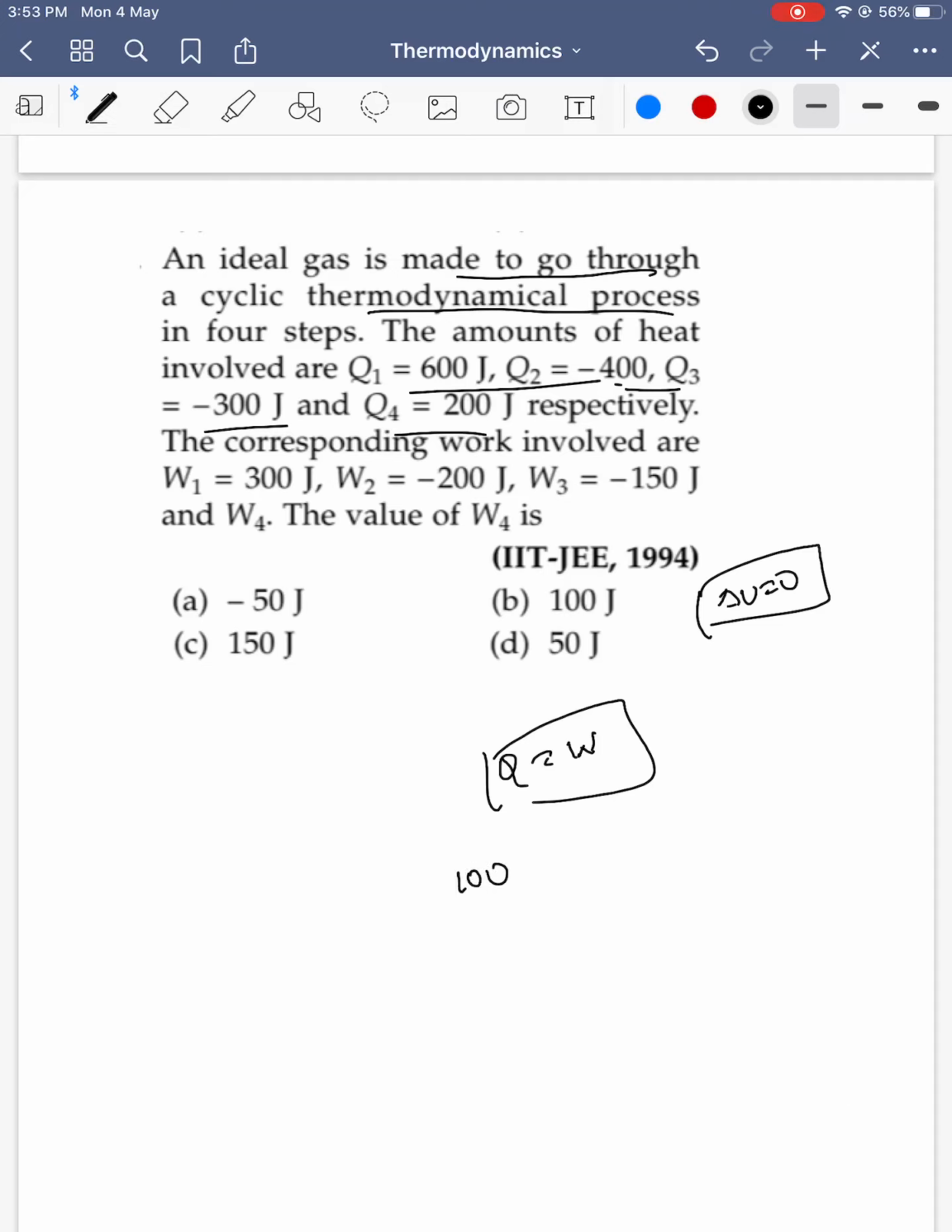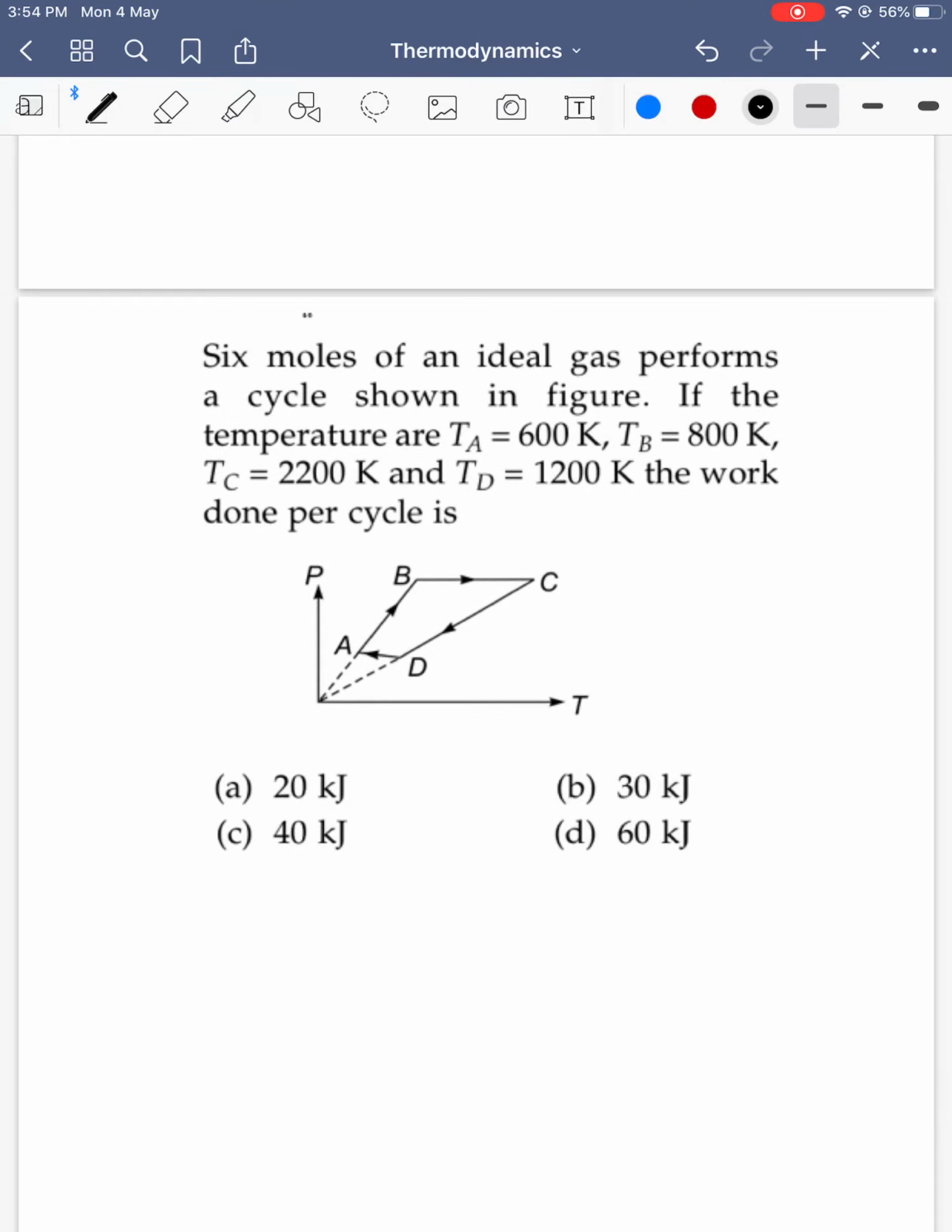So Q is equal to 100, and he has given the work done W1, W2, W3, and he is asking for W4. Add all the works: 300 minus 200 is 100, 100 minus 150 is minus 50, plus W4. So from here you can get the W4 value. Okay. Next, let's see this question.